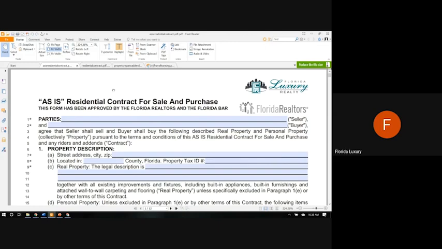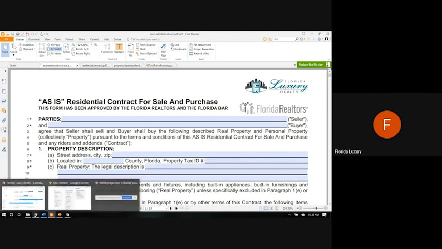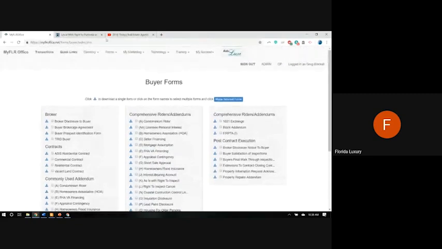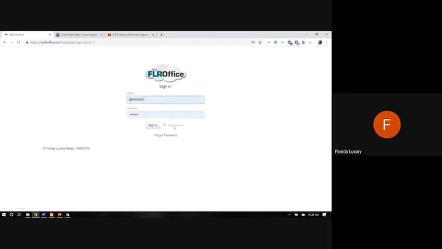I'll show you guys this one. When we come into the form wizard, trying to look at the screen. There we go. When we come into the buyer form wizard, really?